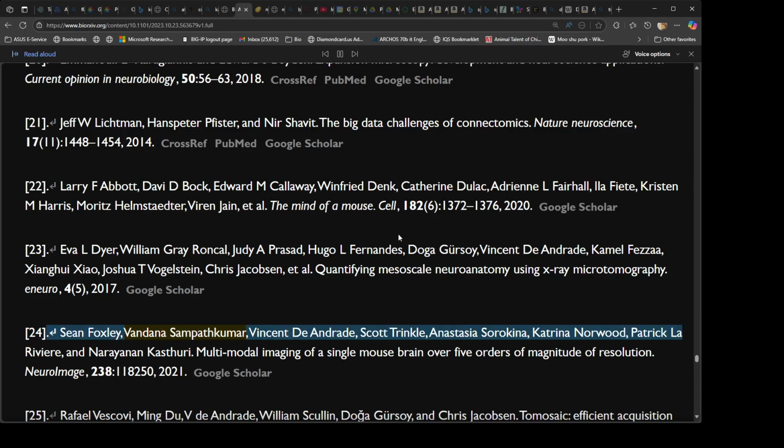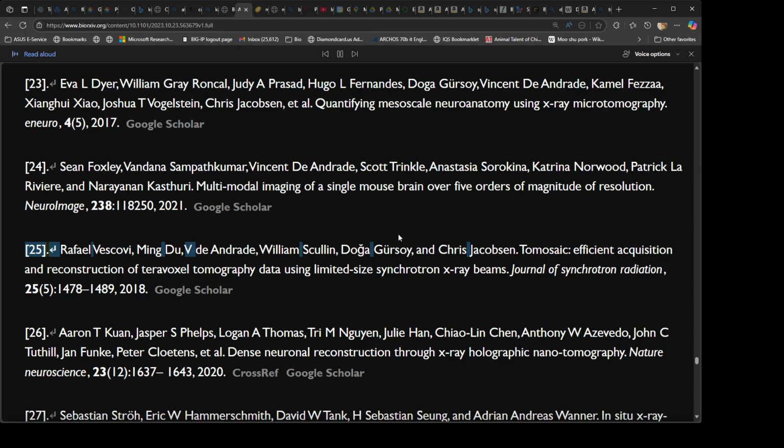Sean Foxley, Vandana Sampath Kumar, Vincent A. Andrade, Scott Trinkle, Anastasia Sorokina, Katrina Norwood, Patrick Law Riviere, and Narayan Kasthuri. Multimodal imaging of a single mouse brain over 5 orders of magnitude of resolution. Neuroimage 238:118250, 2021. Google Scholar. 25.